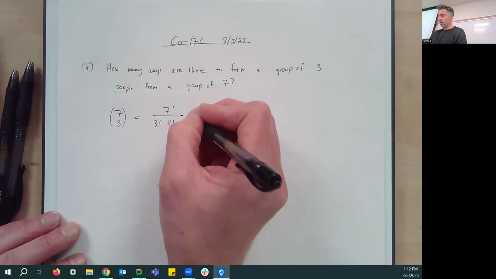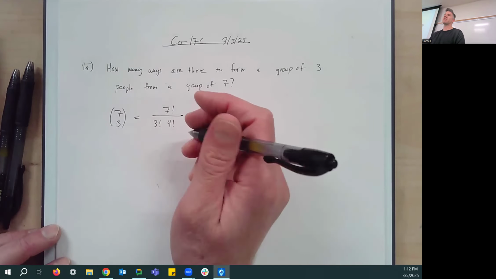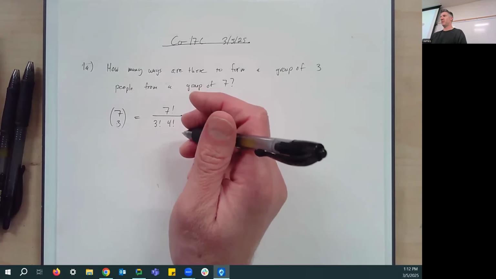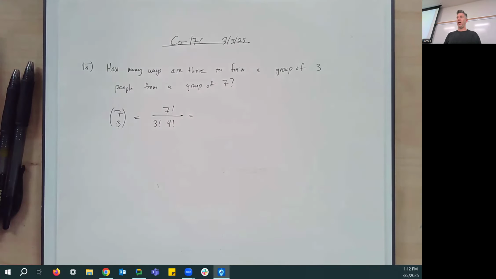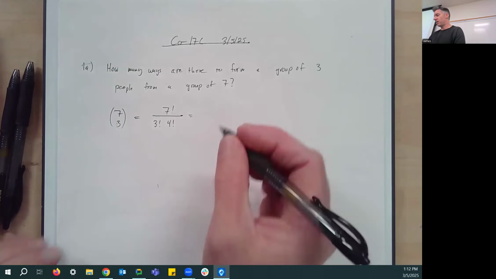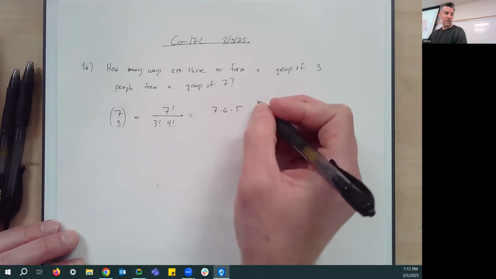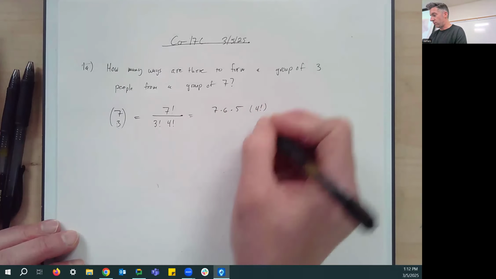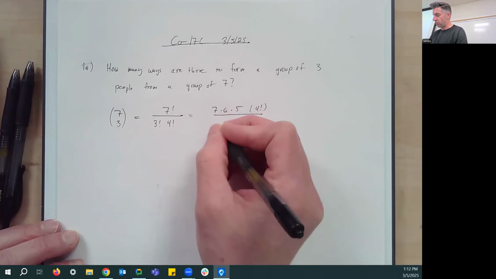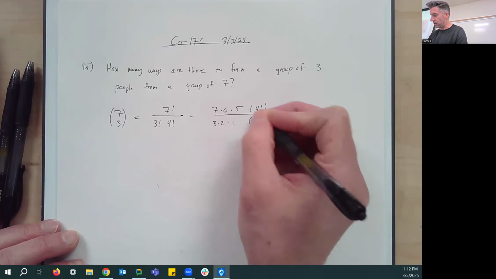So usually you can just leave your answer like this, but if it's small enough, you often want to simplify. Like that is an answer, but it's not super meaningful in that I don't actually know what the value is. So let's actually simplify it. 7 times 6 times 5 times 4 times 3 times 2 times 1, which I'll just write as 4 factorial over 3 times 2 times 1, also times 4 factorial. Those are going to cancel.